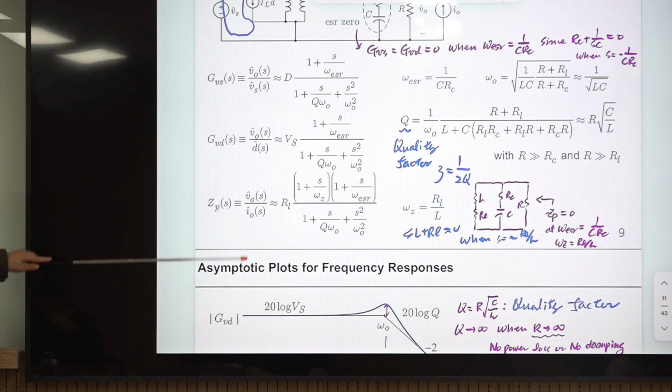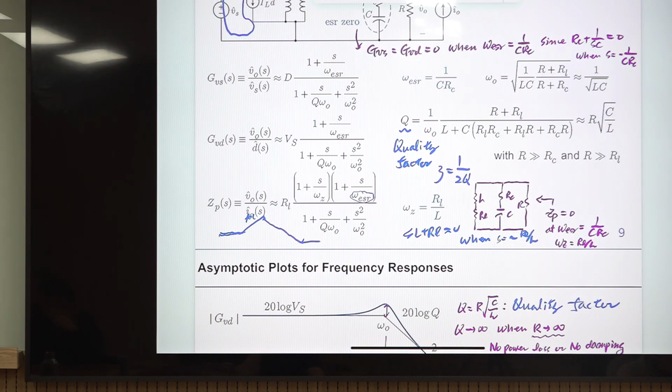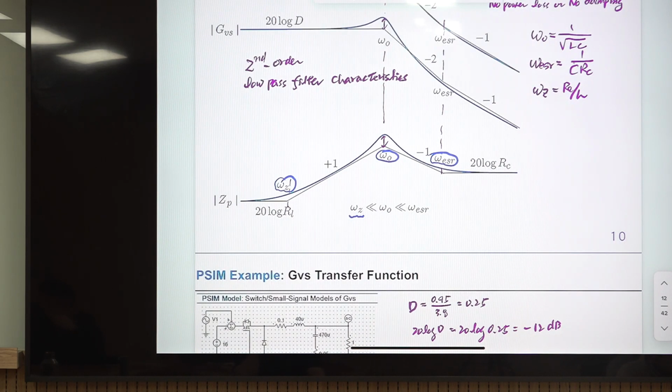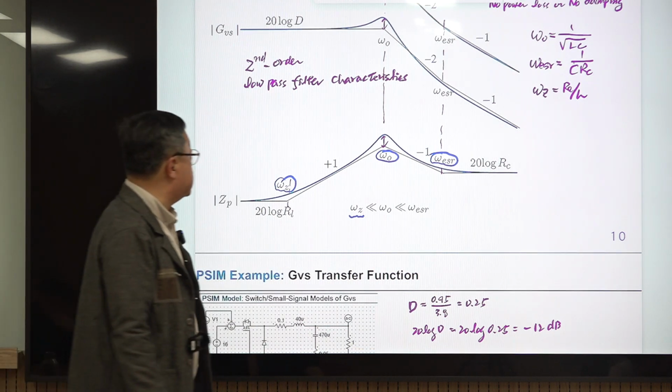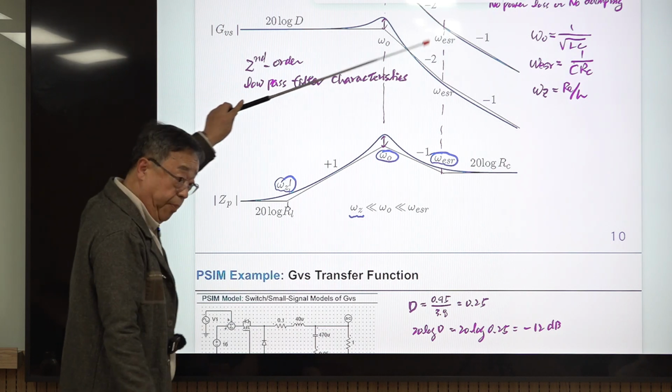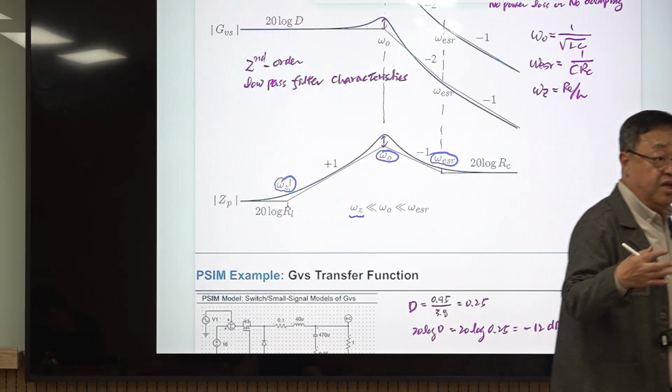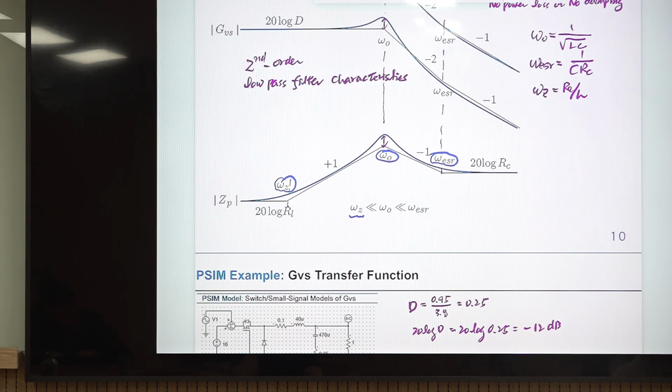So 0 is here. Let me sketch this 0. Low frequency RL, 0 gives plus 1 and double pole is here. Then this plus 1 is reduced by twice, becomes minus 1, and this omega ESR is coming here, and it becomes flat, like this. That is shown here. So second order low pass filter character is apparent in the transfer functions and the structure of small signal model or operation of PWM converters.